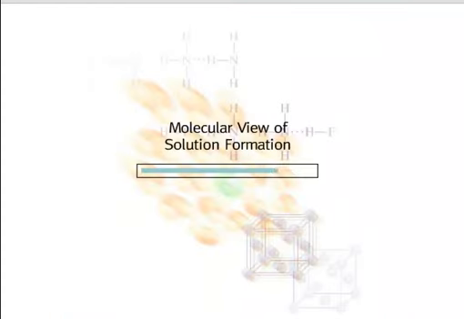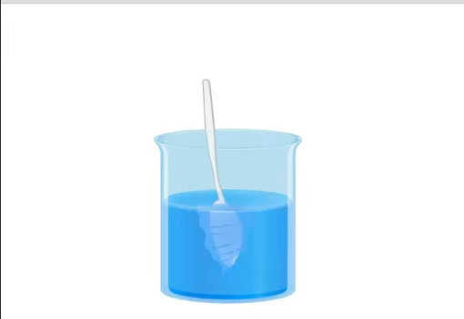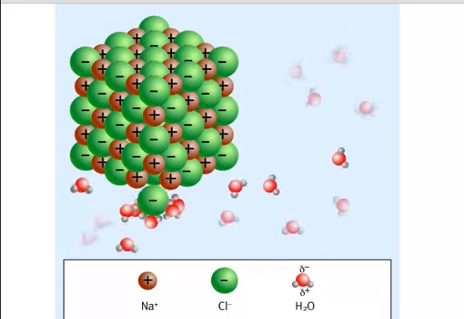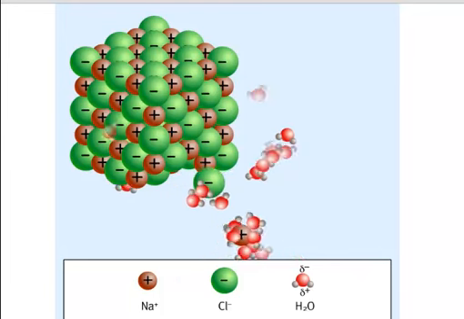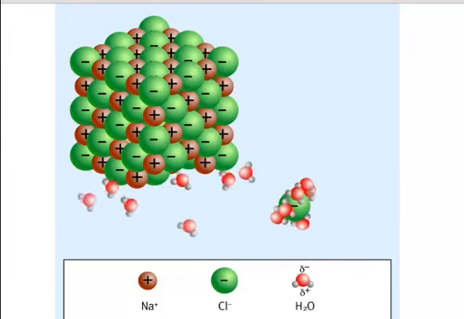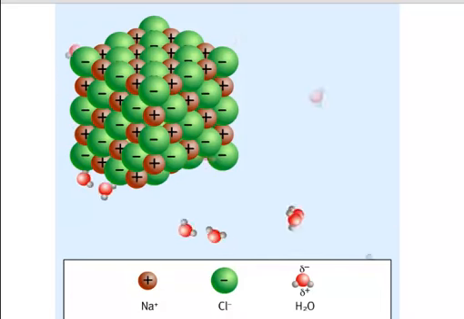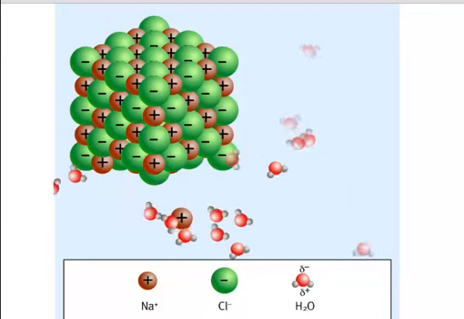Let's add a small amount of table salt, sodium chloride, to water. As you know, sodium chloride dissolves in water. Click on the zoom button to view sodium chloride dissolving in water on a microscopic scale. Polar water molecules interact with the positive and negative ions of a salt. The positive ends of the water molecules are attracted to the negative chloride ions. The negative ends of the water molecules are attracted to the positive sodium ions. This interaction between water and the salt ions causes a salt to break apart, or dissolve, in water.